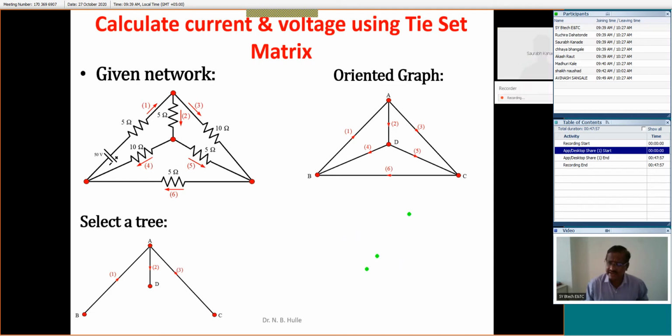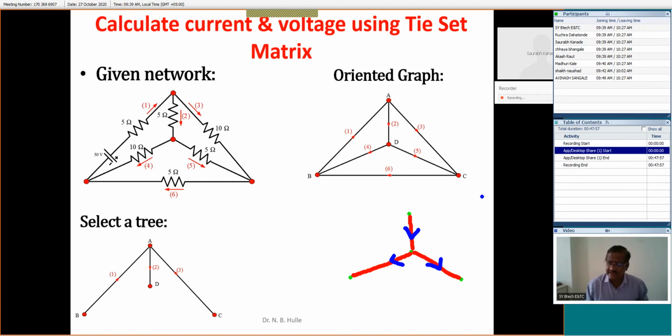What is the standard definition of the tree? A tree is a set of branches that connects all the nodes to each other directly or indirectly without forming a loop. Here, this may be one branch, this the second branch, and this the third branch; this may be the tree. This is downward, this again downward, this again downward. But here, in place of the symbol, I have taken this as a tree.